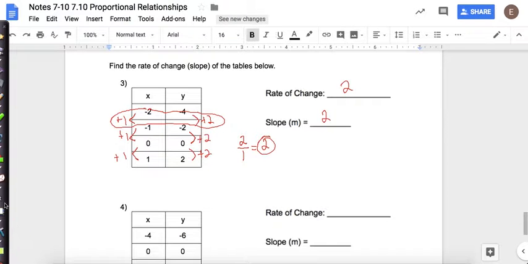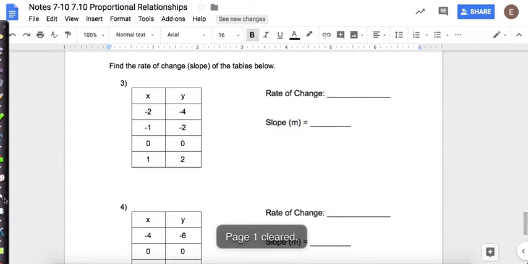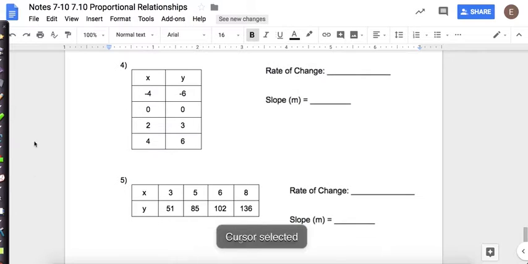So let's look at example number 4. Okay, let's look at the pattern of the y's compared to the pattern of the x's. So from -6 to 0, I went up 6. From 0 to 3, I went up 3. And from 3 to 6, I went up 3.